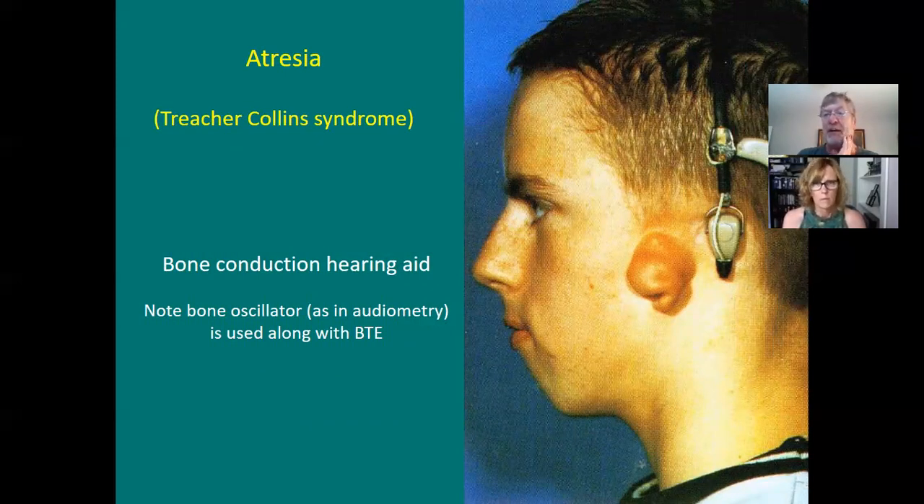Treacher Collins syndrome. Here's a fella. He's wearing a hearing aid delivering sound by bone conduction. He has no outer ear, okay? And the hearing aid is above on a headband. Many times today, these people wear a bone-anchored hearing aid where the surgeon actually puts a tiny little screw into the skull. And then the hearing aid is attached to it by a magnet. It's called a bone-anchored hearing aid, BAHA, B-A-H-A. That's done today. This is an old-fashioned method of delivering it, where the child is wearing a headband.